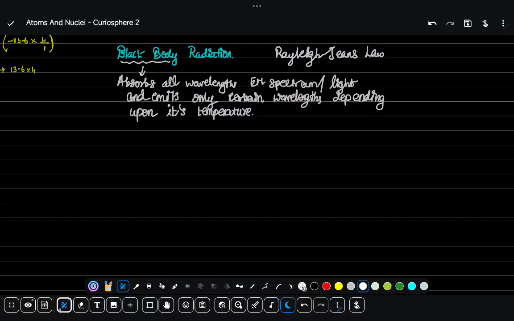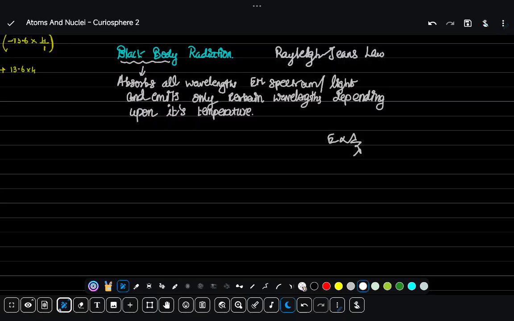whenever the wavelength is decreased, the energy emitted becomes more and more. Like, the energy emitted is inversely proportional to the wavelength of the electromagnetic wave that is incident on the black body. Let us keep it more simple.